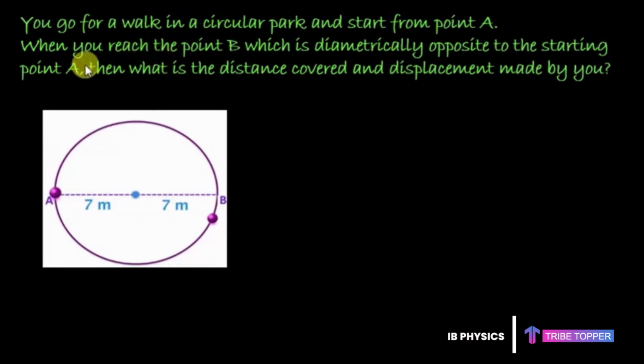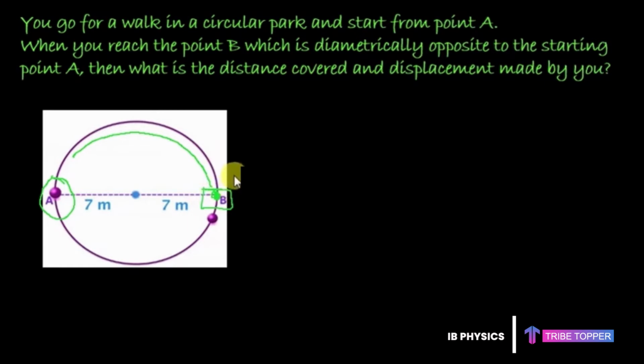Let's take up an example here. Like you go for a walk in a circular park and you start from the point A, right? And while walking, you got a little tired and you stopped here at the point B. Now, this point B is diametrically opposite to the point A. So here is my point B. How much do you think is the distance covered and displacement made by you when you are at point B?